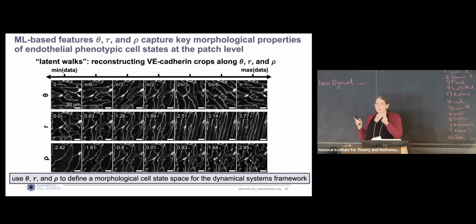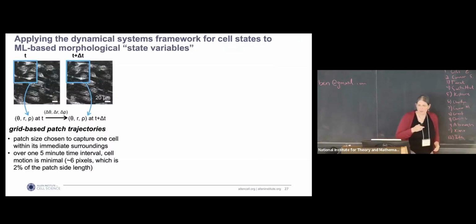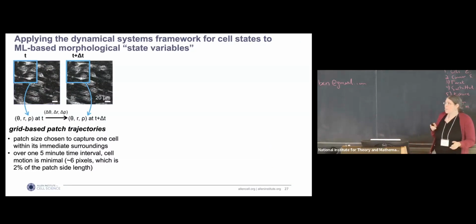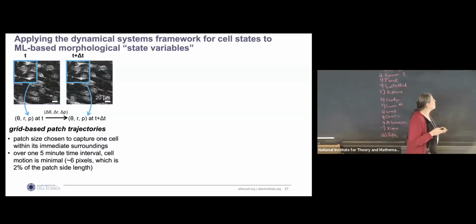I want to point out that here we have used morphological features based on training a model on snapshots. Even though we have temporal data, we can apply this in time now. So how do we do that? We're going to have another challenge, which is that we don't want to and can't track all of the cells.